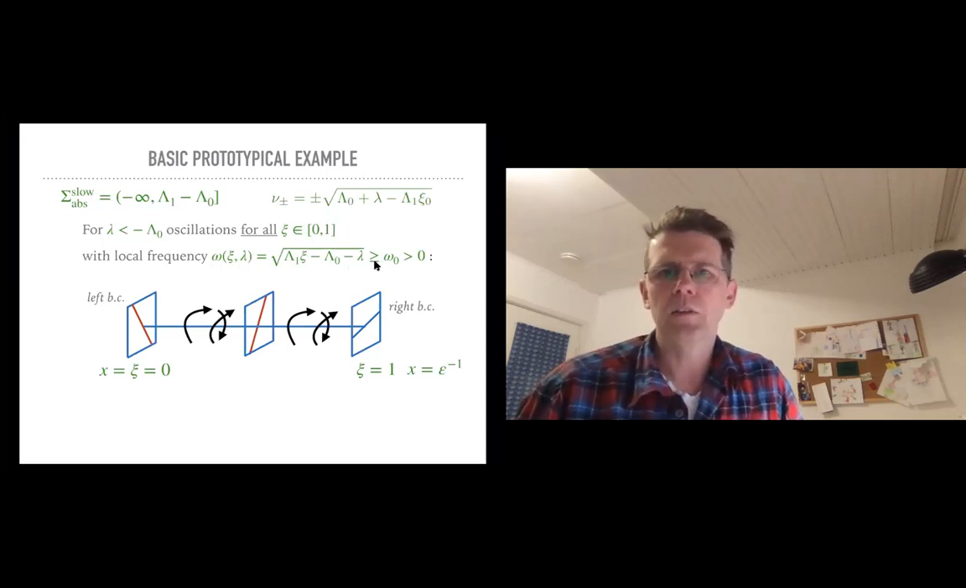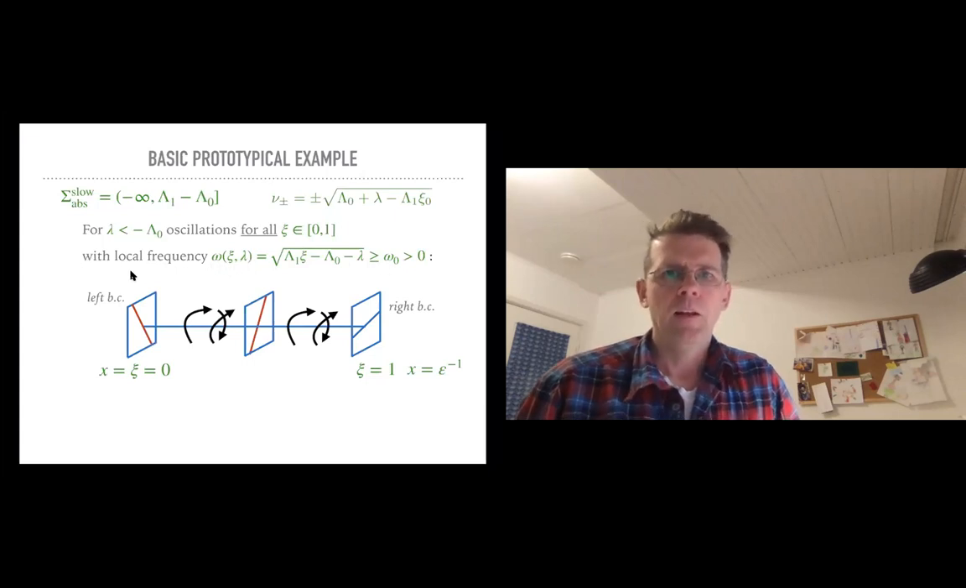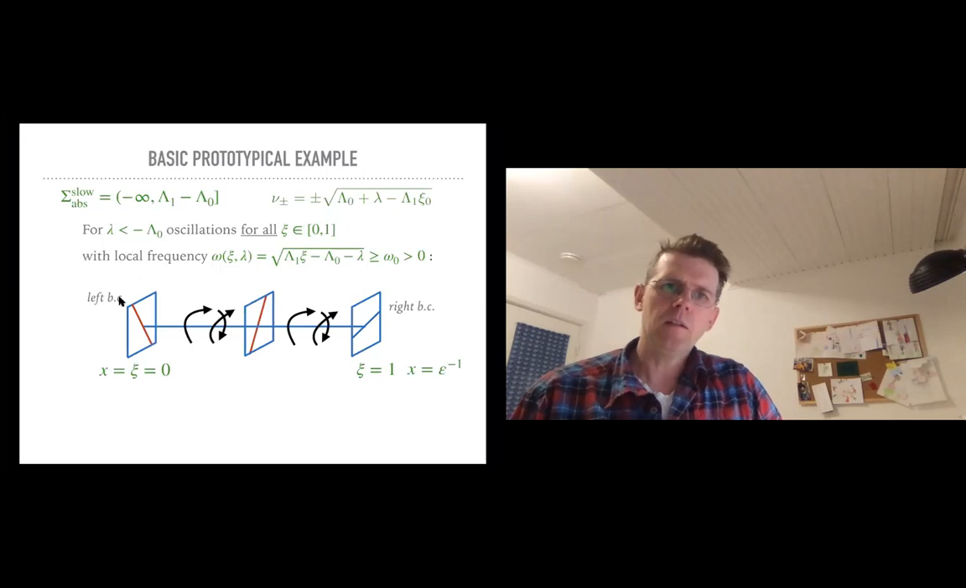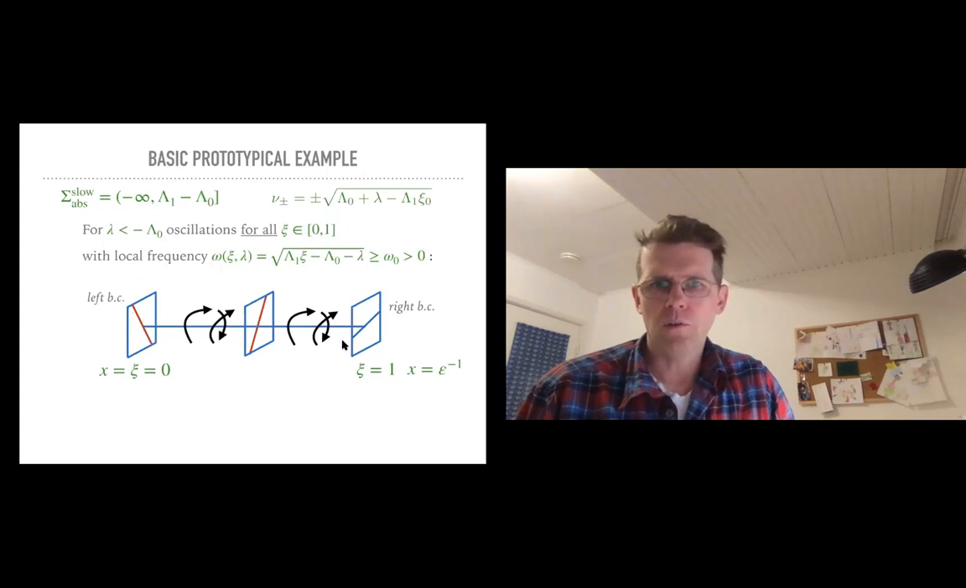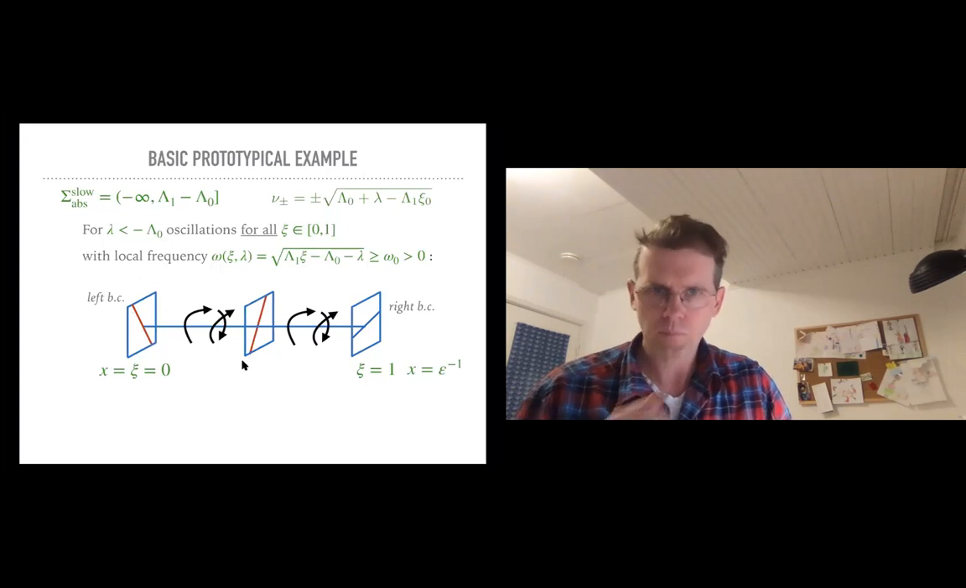Here, and this is some positive number which is bounded below by omega 0. Now, geometrically, what happens is that I want to transport the left boundary condition at xi equal to 0 to the right boundary condition at xi equal to 1, or x equal to 1 over epsilon, while this is just rotating all the time with at least frequency omega 0.